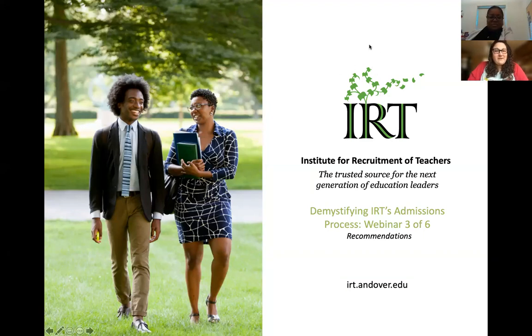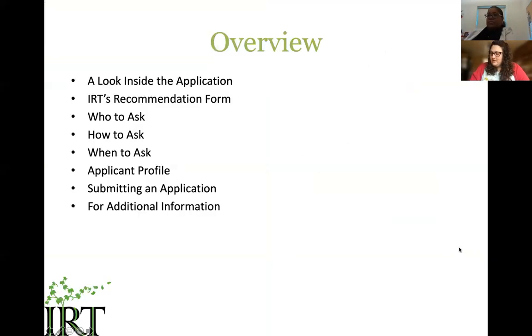And today we are going to take a deep dive into letters of recommendation as part of the IRT application process. So as with previous webinars, here is our overview for today. We're going to take a look at some screenshots of the application itself, talk about the unique form that IRT uses in place of a generic letter of recommendation, talk about the who, the when, the how, the what of the letter of recommendation ask, and then wrap up with some familiar slides that you all have seen before.